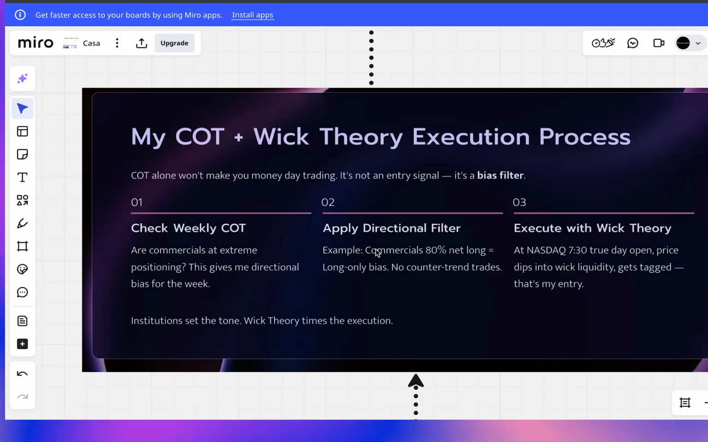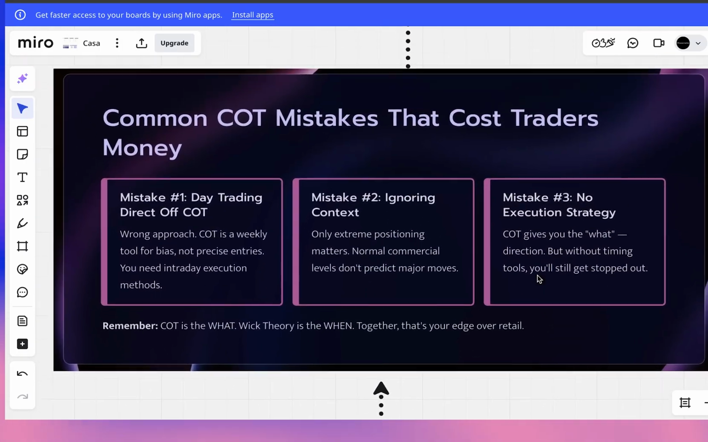So this is just an example. So commercials are 80% long. You only want to be executing on long positions, and then you want to journal meticulously anything that is on the converse. So no counter trend trades. And then you want to execute with Wick Theory. So this is just an example. You could utilize your true day opens, liquidity purge, and then you could enter on the three wick formation, right?